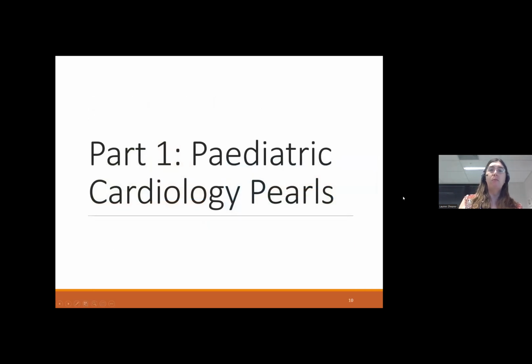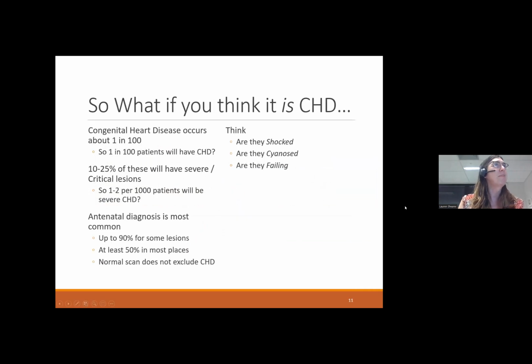And so one of the things I wanted to talk about today is just some of the paediatric cardiology pearls that I think are really useful for someone to know when a child's presenting to you, be that in a community environment or an acute response environment. And importantly, why and what should you do if you think it might be congenital heart disease?